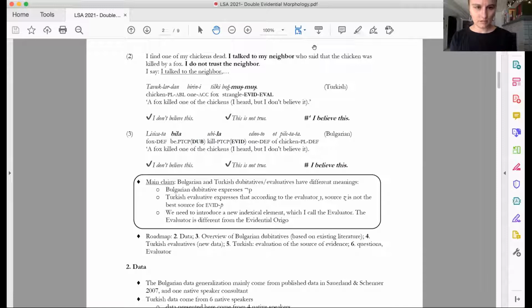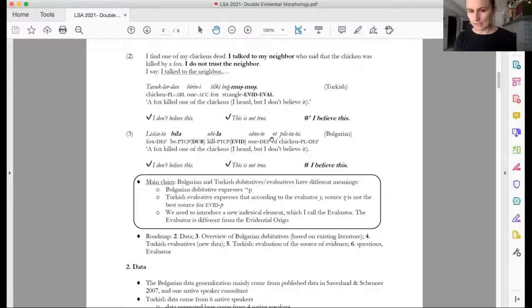So hopefully you can see it. And so 2 and 3, again, were just two illustrative examples of the Turkish and Bulgarian examples. The Turkish sentence is tavuklardan birini tilki boğmuşmuş. Again, this expresses that a fox killed a chicken, I heard, but I don't believe it. We were saying that it seems like the speaker is really not committed to the truth of this proposition.